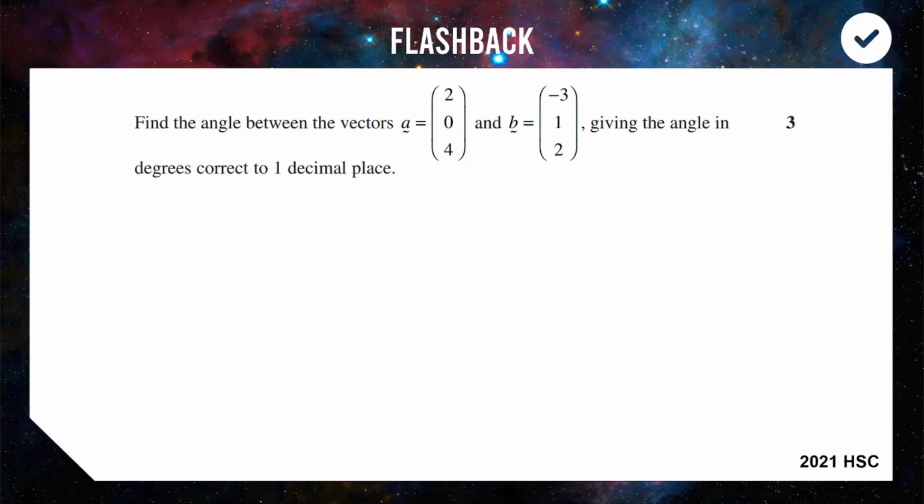We're starting off with a flashback from last week's content. We have a question from the 2021 HSC exam. We are trying to find the angle between these two vectors correct to one decimal place. So not a super challenging question, a good warm up, so pause the video and have a go yourself before I run through my solution.